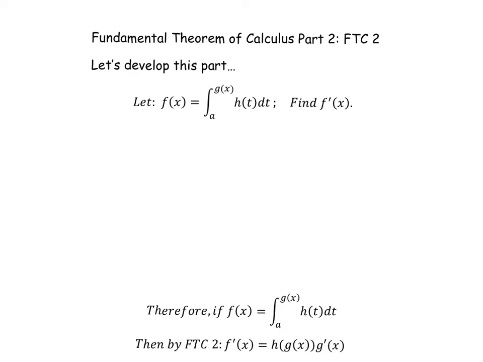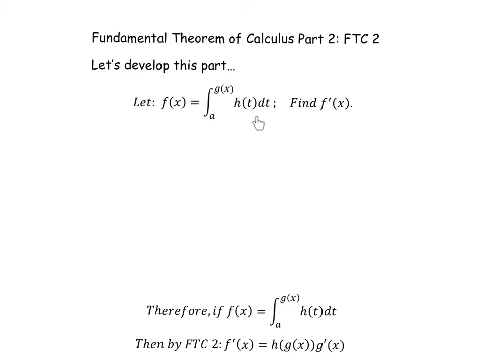Okay, fundamental theorem of calculus part 2. We're going to develop this part. Let's let f of x actually equal an integral. Let me explain a couple of things here. First of all, f of x, g of x, and h of t are all functions. A is a constant, some value, doesn't matter. So f of x is considered the function which accumulates area from a to g of x. Kind of weird to think about. I'm going to make it really simple.